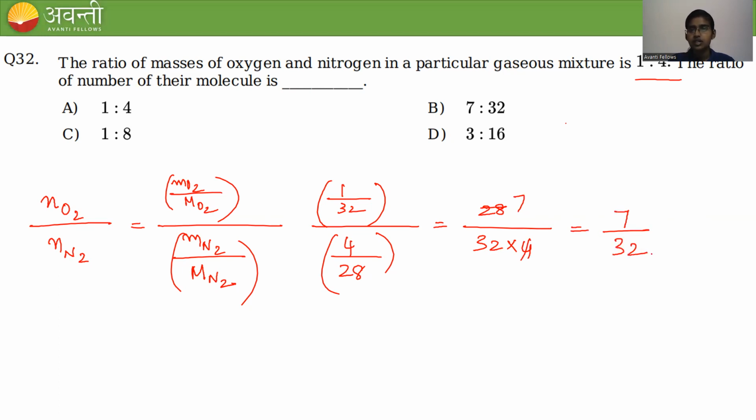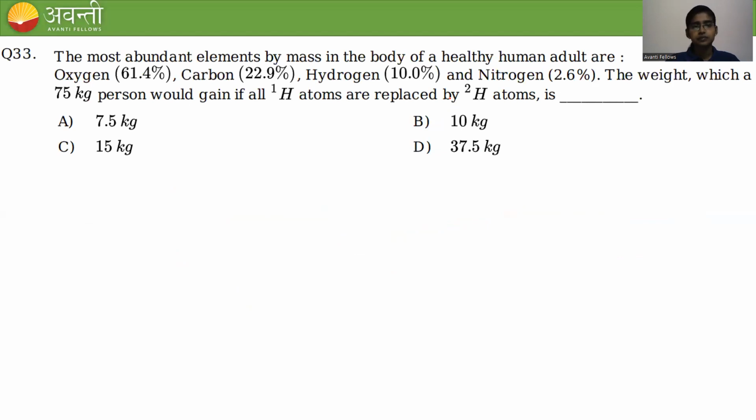So the ratio is 7:32. So option B is the correct answer for this question. Got it? Such an easy question and it is very important. Got it? Now coming to question number 33.